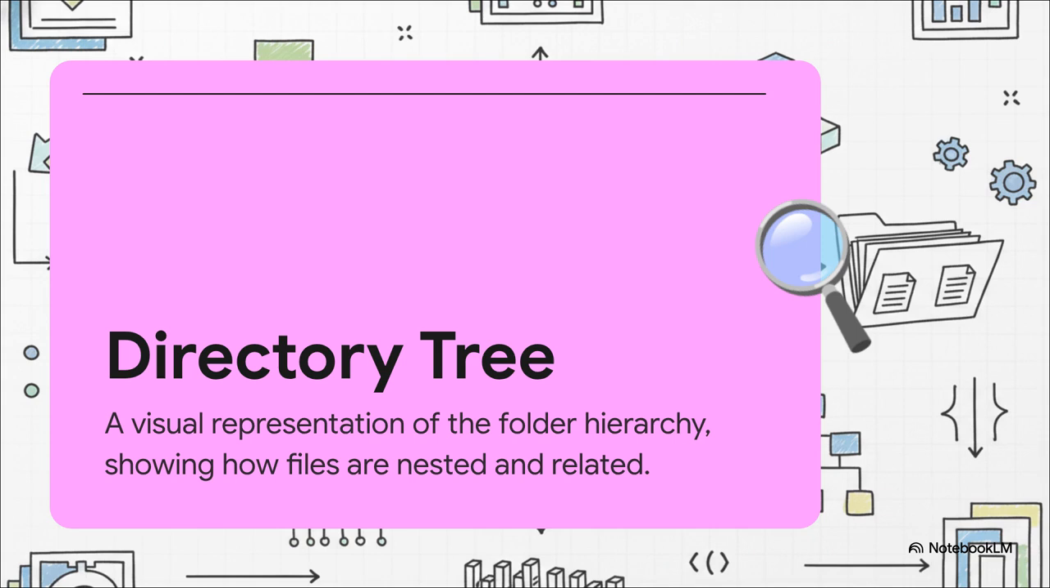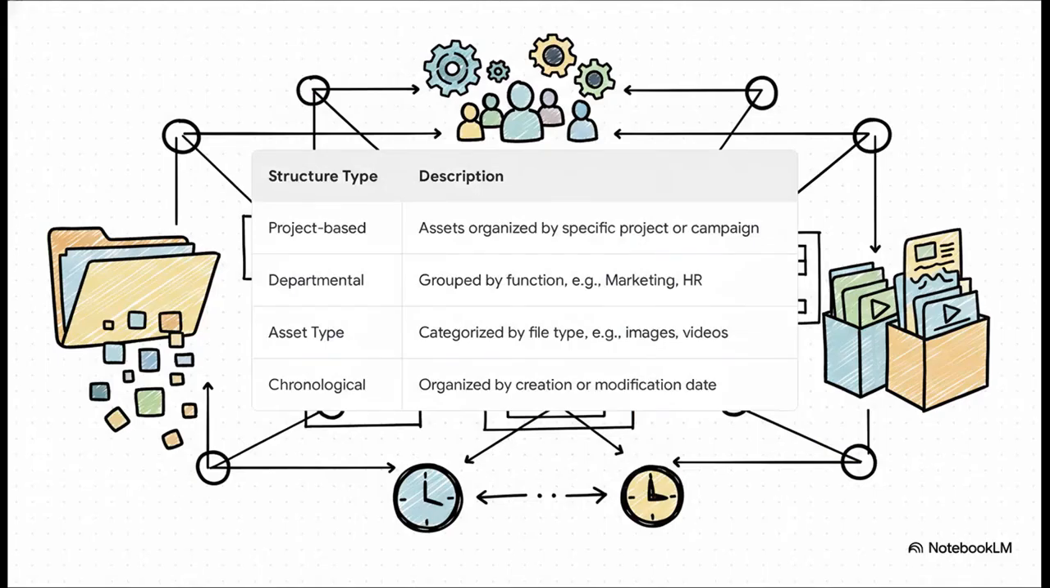And look, there are a ton of ways you can draw up this blueprint. You could organize everything around specific projects or campaigns, or maybe you group things by department. Marketing stuff here, HR stuff there, or you could even just go by the type of file. All your images in one place, all your videos in another. The absolute key here, the most important part, is picking a system that makes sense to you and then, and this is crucial, sticking with it.